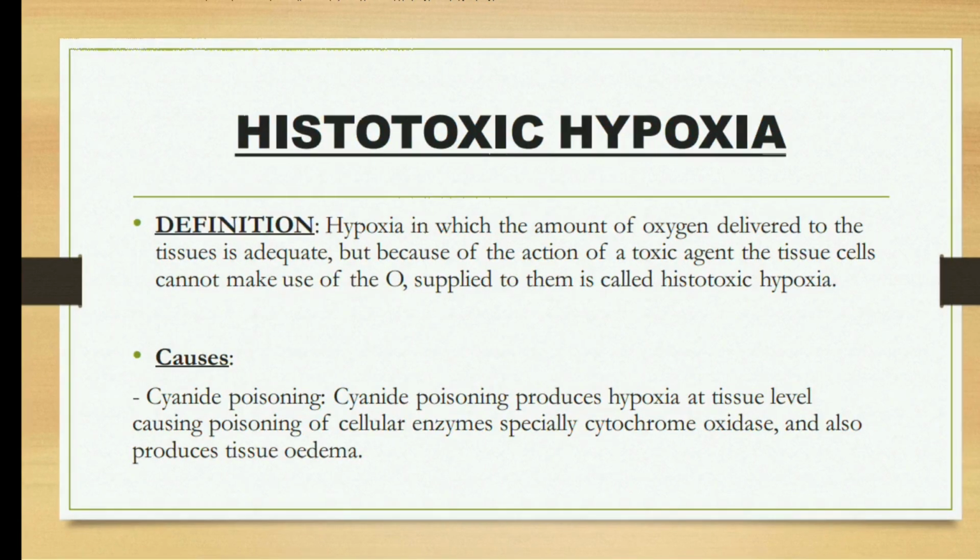The last type is the histotoxic hypoxia. It is a type of hypoxia in which the amount of oxygen delivered to the tissues is adequate, but because of the action of certain toxic agents in the tissue cells, it cannot use much of the oxygen supplied to them. मतलब adequate oxygen supply तो होती है, but due to the presence of certain toxic substances, that adequate quantity cannot be used. Clear?